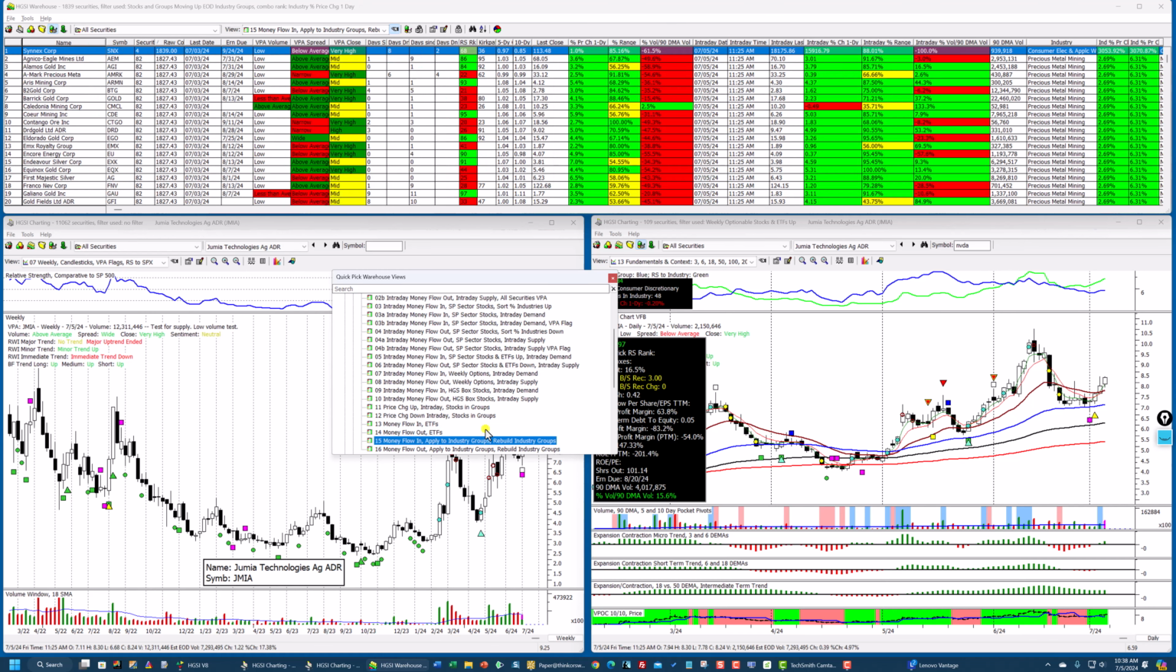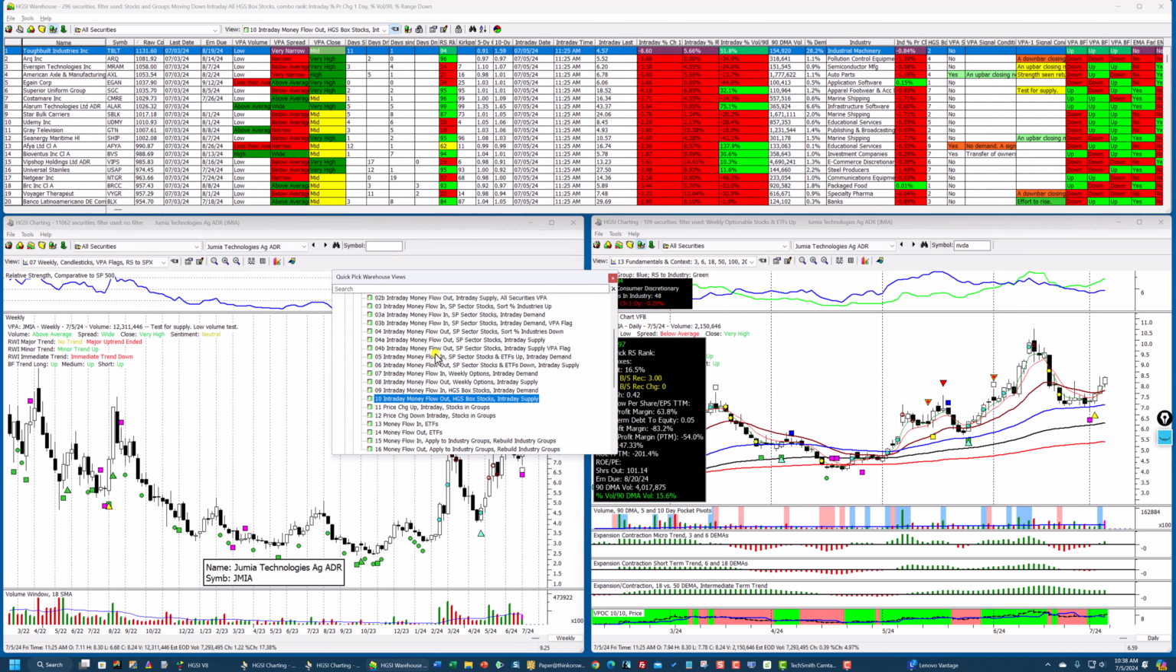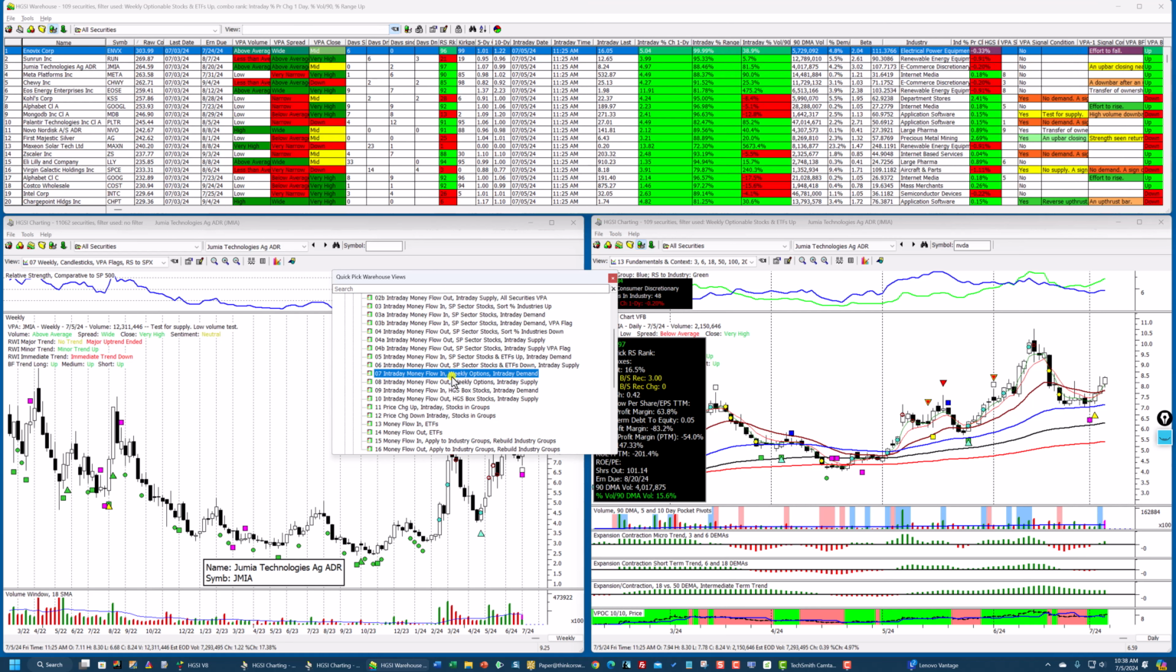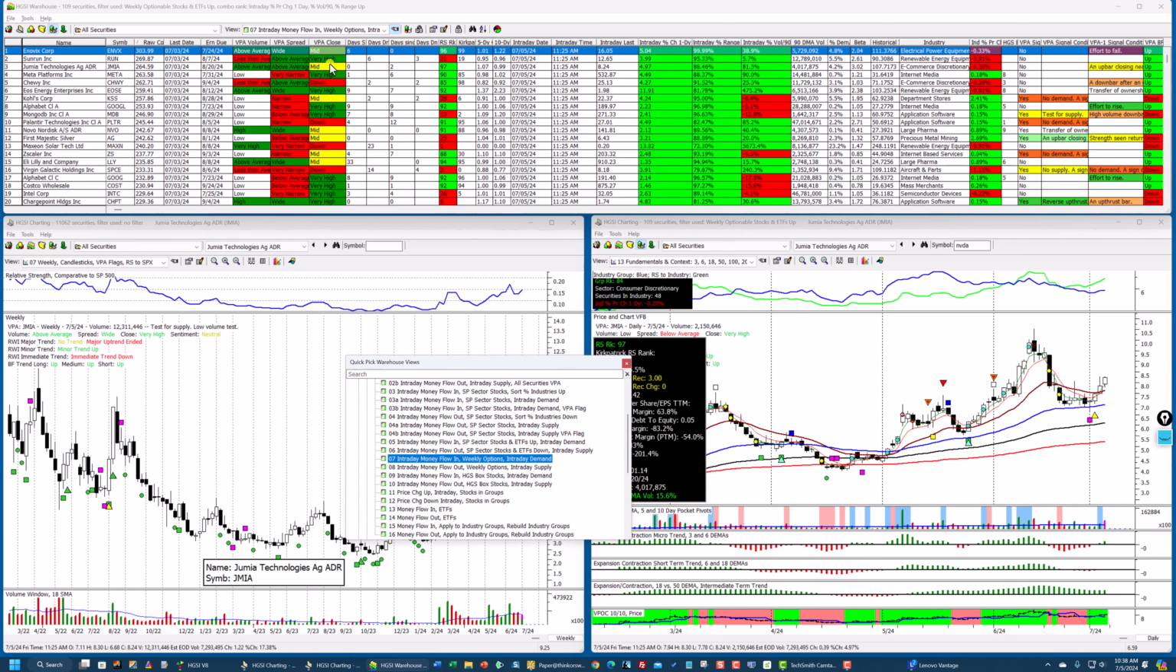Now, money flow in, if you like ETFs, for trading ETFs. And you apply these last two, 15 and 16, to industry groups. But I'm not going to do that. For those of you who like to trade options, this really shows you where the money is flowing in these groups.